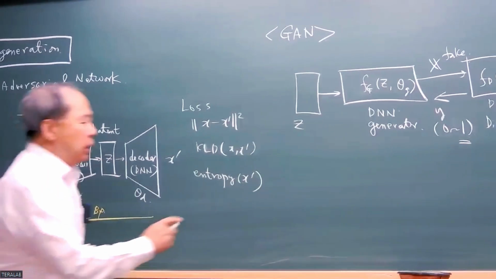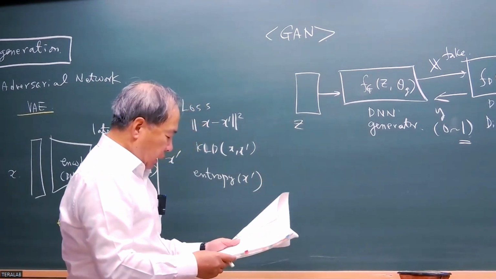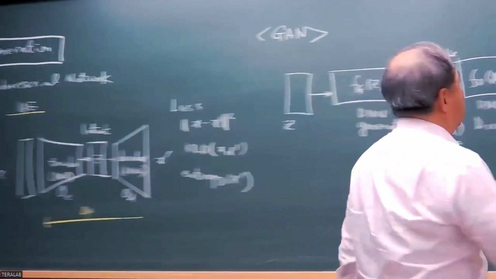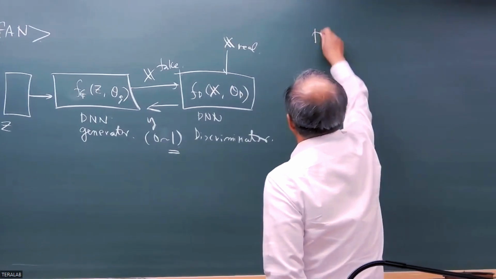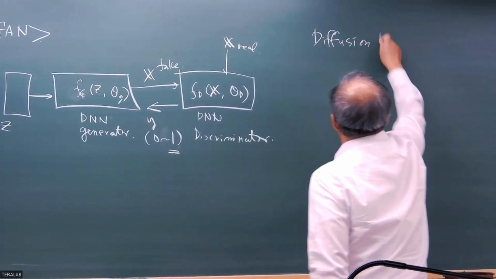So today, later on, we will go more deeply into the discriminator network. The last model is the diffusion model.